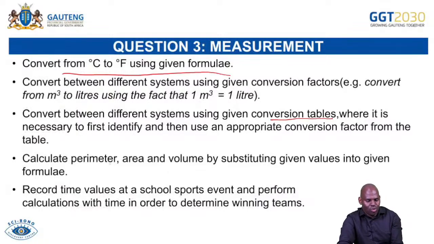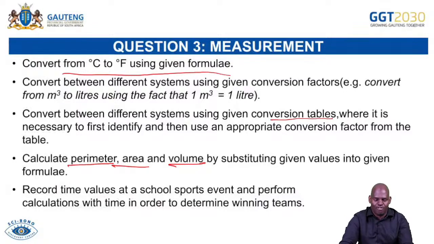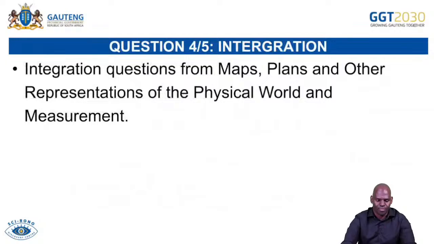And then of course, we must be able to calculate perimeter. You must be able to calculate area. You must be able to calculate volume by substituting given values. Record time values at a school sports event and perform calculations with time in order to determine winning teams. So these are about time differences. Okay, the duration, I think we spoke about it before.